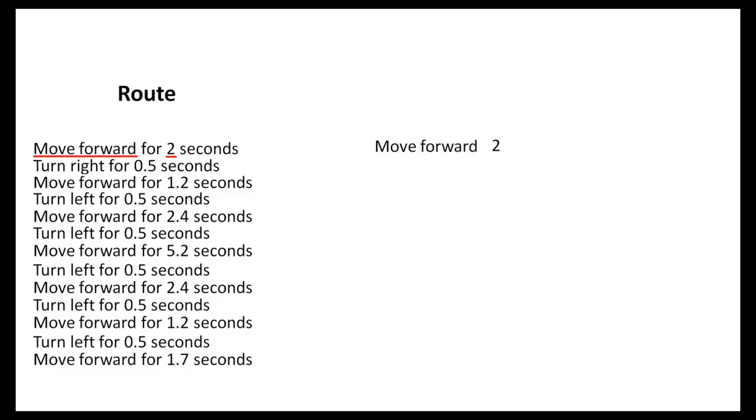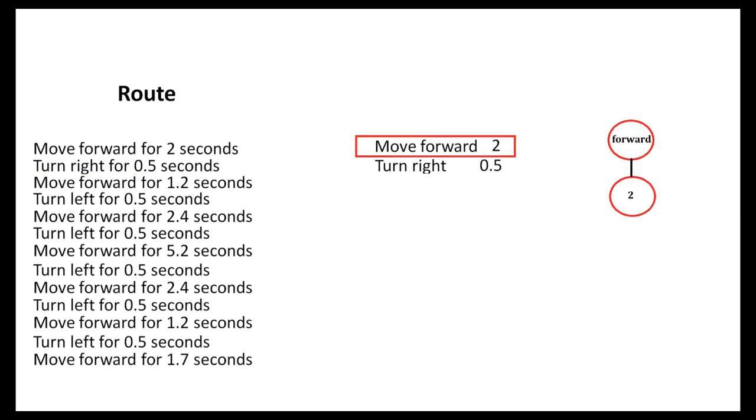Well, observe that each line of the route actually contains 2 pieces of information: the direction of the move and the duration of the move. We can easily store the first line of the route like this, the second line of the route like this, and so on. So, our first task is to store the route into a list.